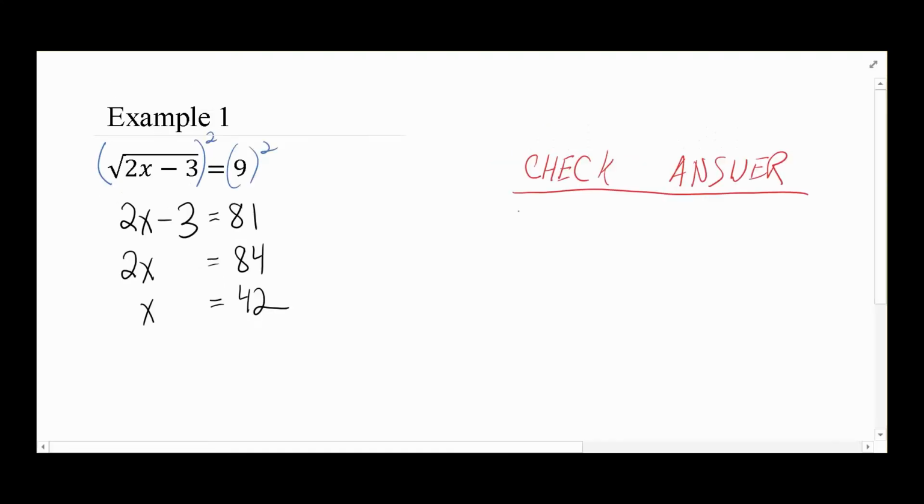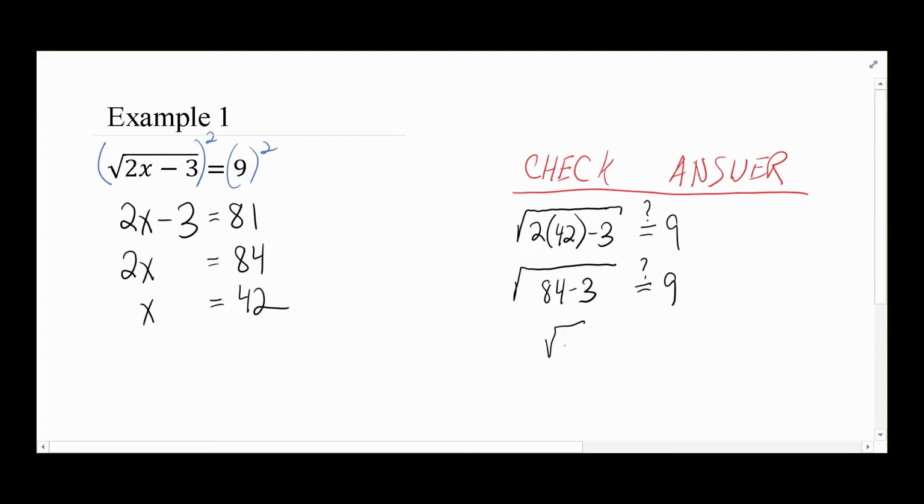So we need to go back into the original and check this answer and say, is the square root of 2 times 42 minus 3 really going to equal 9? So is the square root of 84 minus 3 really 9? Is the square root of 81 really 9? Yes, it is.